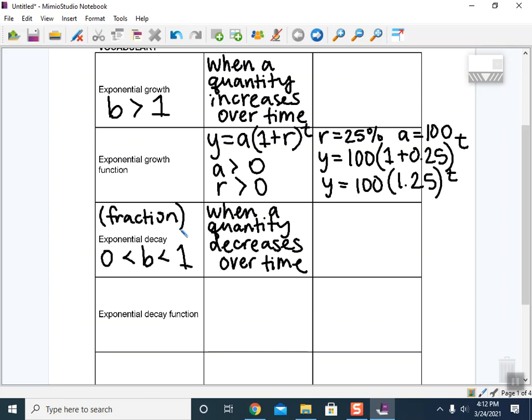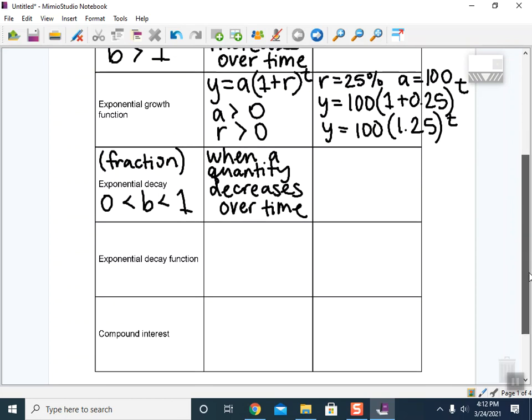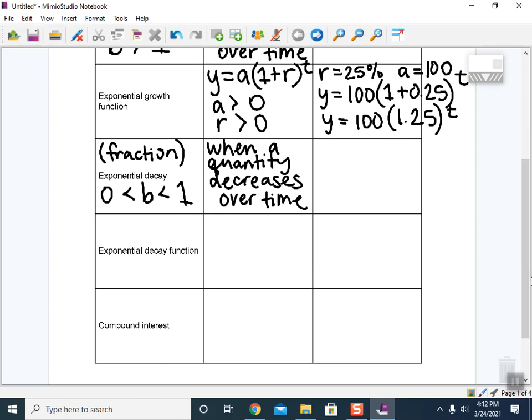So our exponential decay function is also very similar to our exponential growth function with one small difference. It's still going to be y equals a times (1 minus r) raised to the t. My parameters for this one then are that my a value still needs to be greater than 0. That's still true. This time though, my r value is going to be between 0 and 1. So it's going to be a fraction.